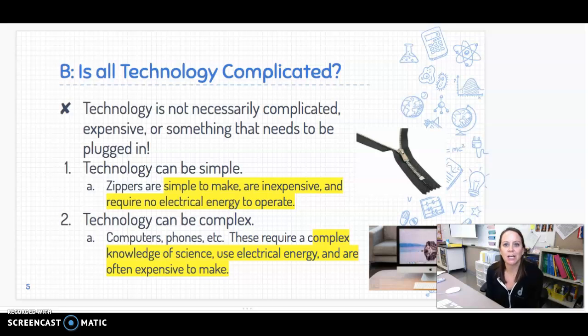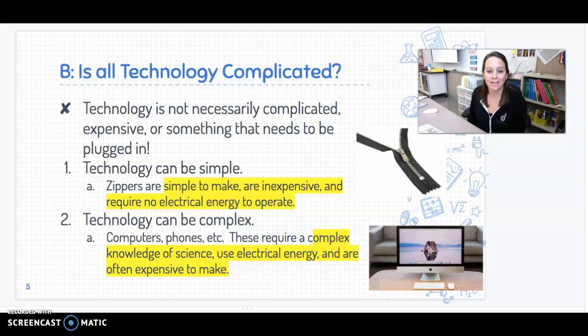Is all technology complicated? And so this is when we're talking about an iPad or computer or cell phone. A lot of times we think of that as technologies, but not all technology is complicated. Okay, so technology can be really simple, and an example would be a zipper. So zippers are simple to make, they're inexpensive, and they require no electrical energy to operate. So those are the three notes that you're writing down under technology can be simple. They're simple to make, inexpensive, and require no electrical energy.